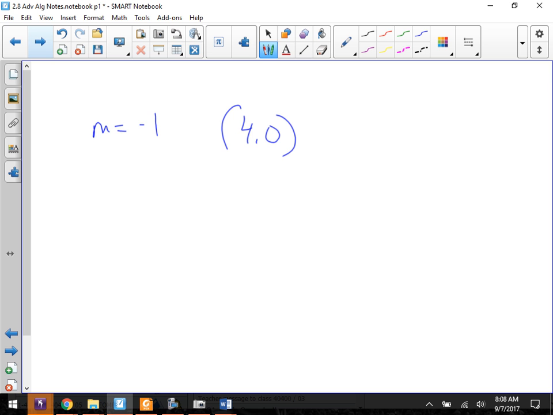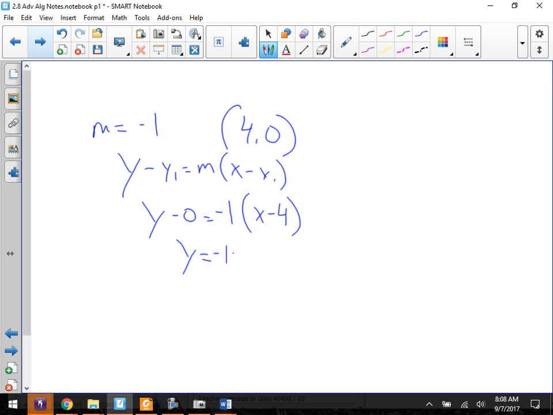All I would have to do is just use point slope form and fill in the blanks. So I'd have y minus 0 is -1 times x minus 4. And just solve for y. You get y equals -1x plus 4. It works no matter what. It just so happened that this one was clean. But if it wasn't clean, you would do the exact same thing.